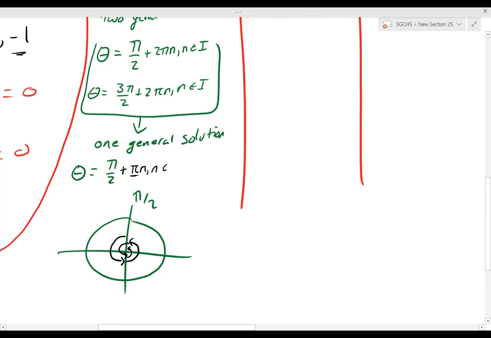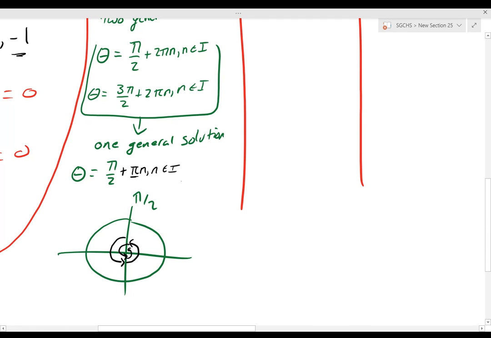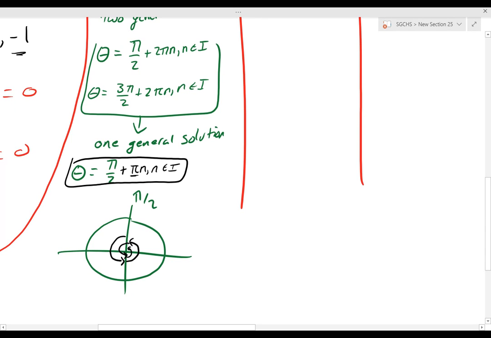And in this case, n can be any integer. Okay, and you can check this if you would like, but it will work. So pi over 2 plus pi n, okay?